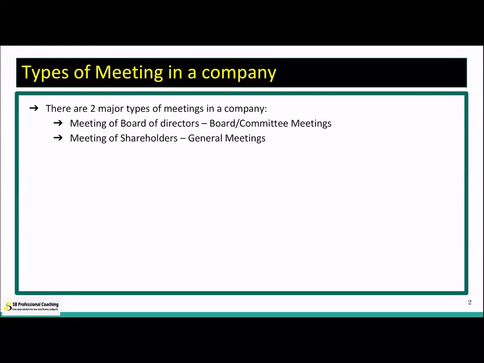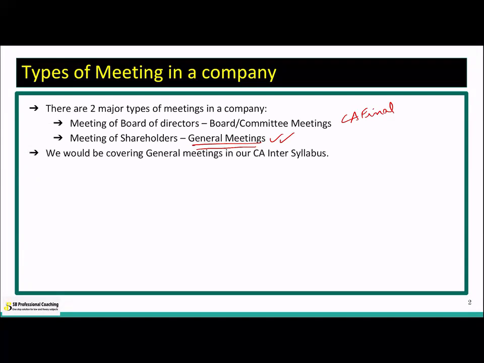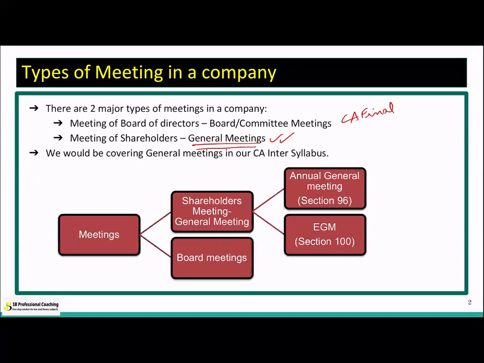Now for the scope of our syllabus, that is the CA Inter syllabus, we would be only covering general meeting. Board meeting will be covered in CA Final. So nothing to worry, we will only have to do this one topic. Now, coming back, there are two types of meetings. One is shareholders meeting, another is board meetings.